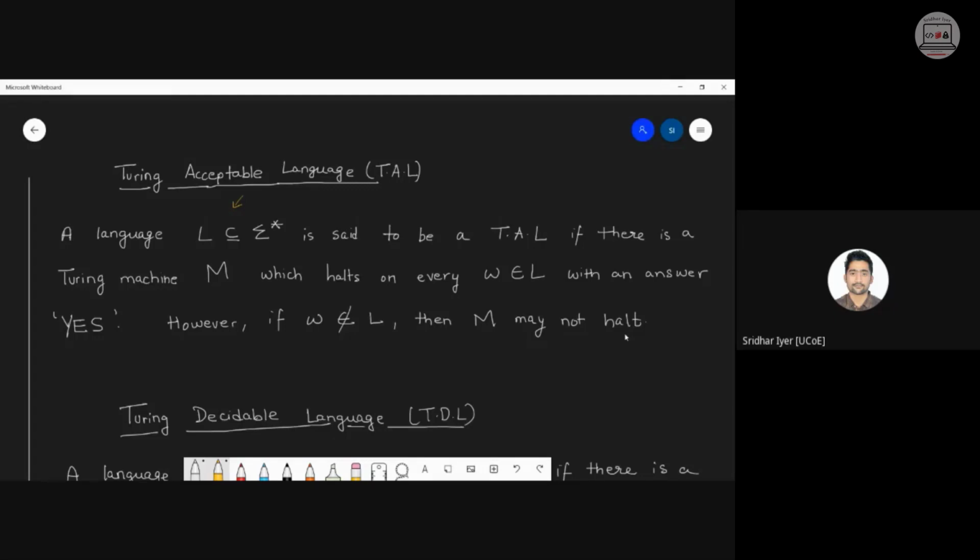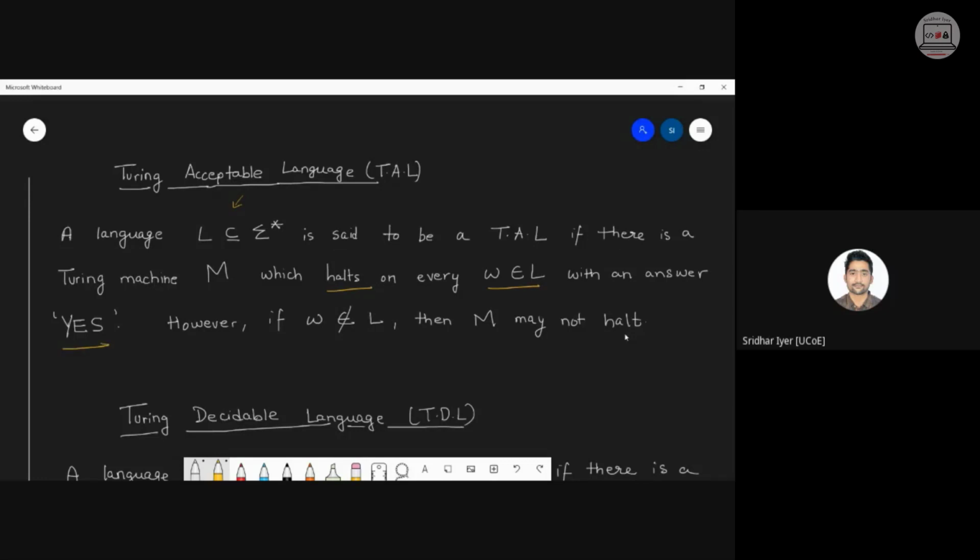A Turing acceptable language can be defined as a language L which is made up of any combinations of the alphabet. We all know that alphabet closure is nothing but all the possible combinations of that alphabet. If we write A closure, it simply means all the possible values of A, including even A raised to 0. So the same happens over here. A language L which is made up of all the combinations of the alphabet is said to be a Turing acceptable language if there is a Turing machine M which halts on every word belonging to L, with an answer yes.